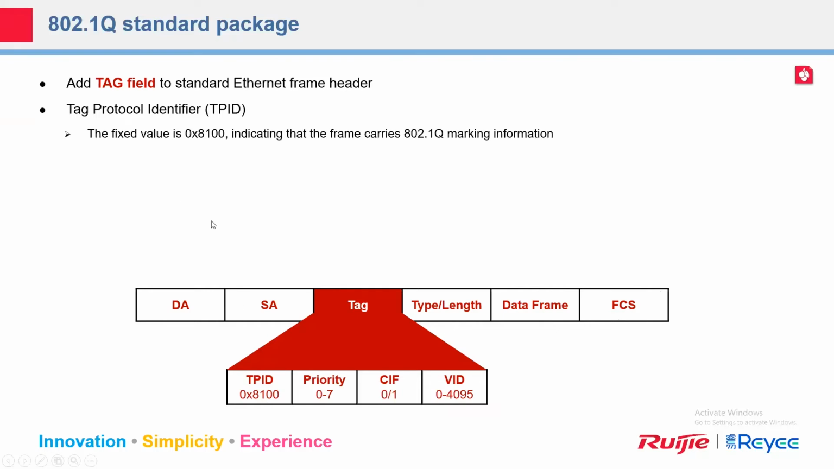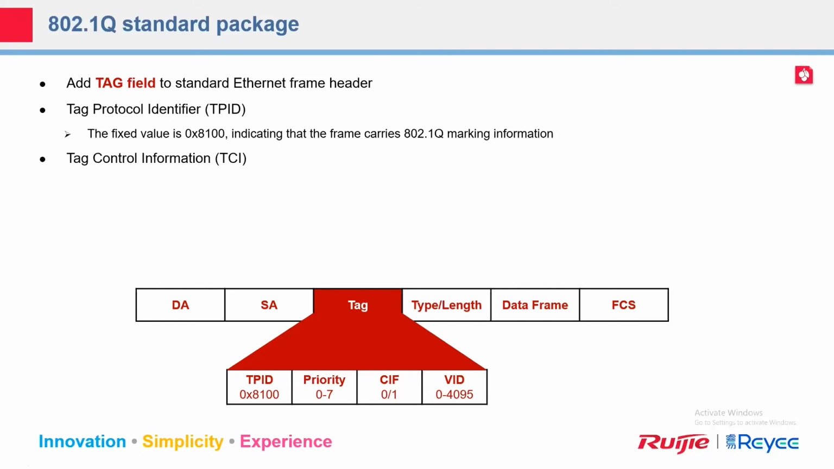This is a fixed value. The value is 8100. That means when the switch receives the packet and I see the value is 8100, I have to forward the packet according to the VLAN information. So this is a fixed value.